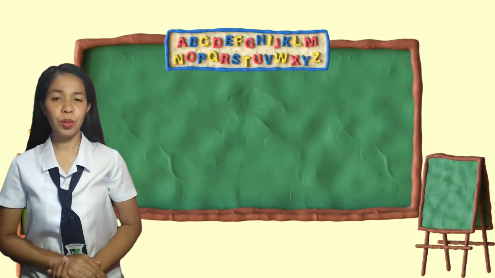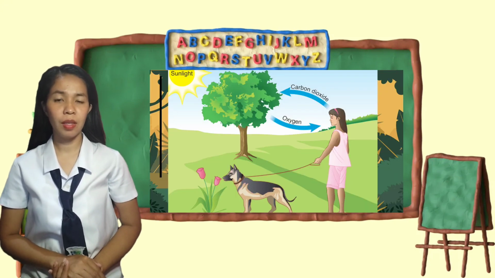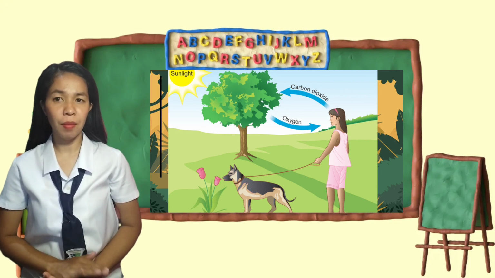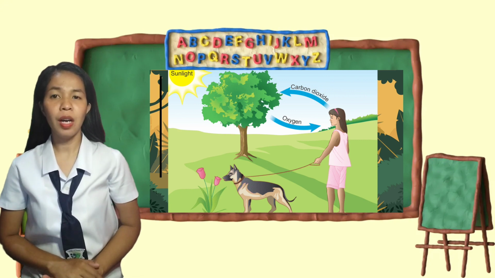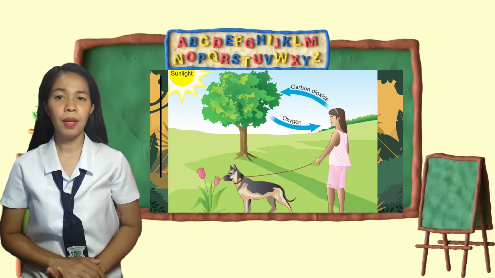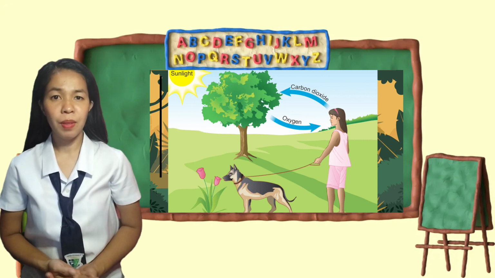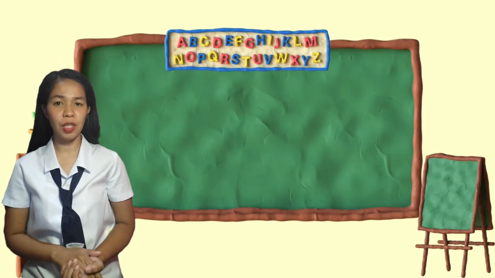Another example of mutualism is the interaction between the animals and the plants. So plants provide oxygen needed by the animals, while animals provide carbon dioxide needed by the plants. This interaction is called mutualism because both plants and the animals benefit through the gas exchange. So let's proceed to this picture.